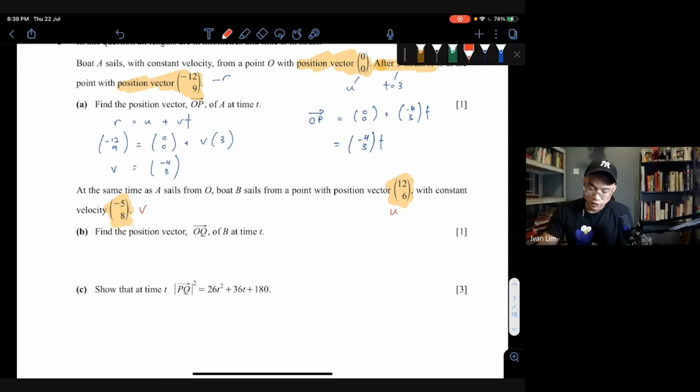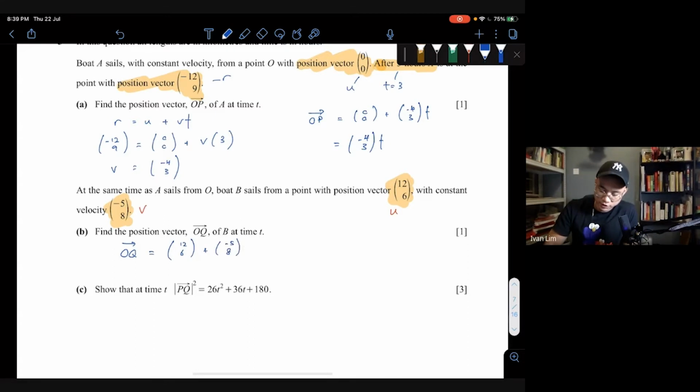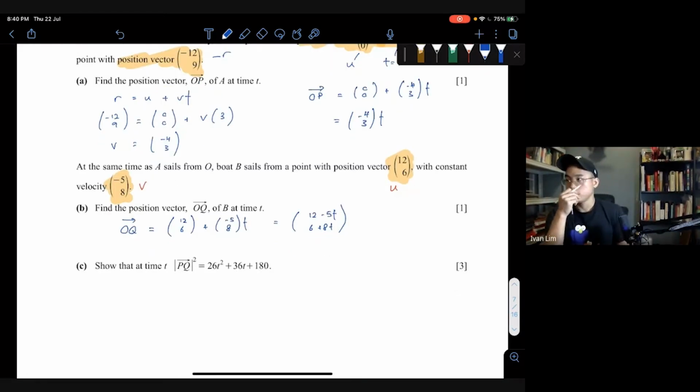So, OQ. Follow back the formula: r equals u plus vt. So OQ equals u, which is (12, 6), plus (-5, 8)t. We can rewrite this if you want to put into one: (12 minus 5t, 6 plus 8t). Okay, one mark question only.